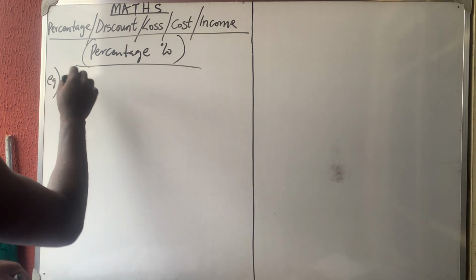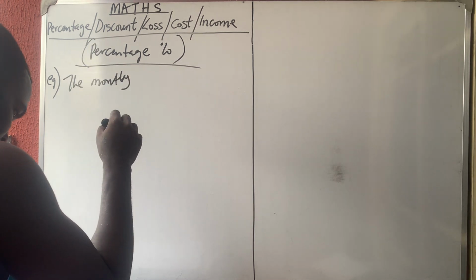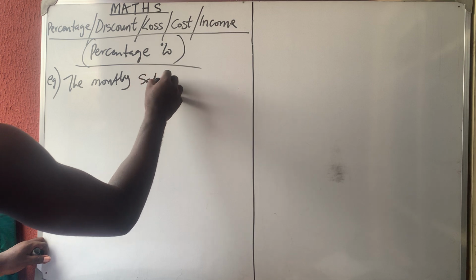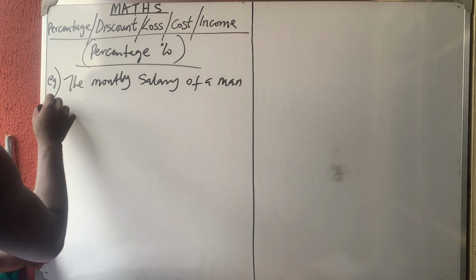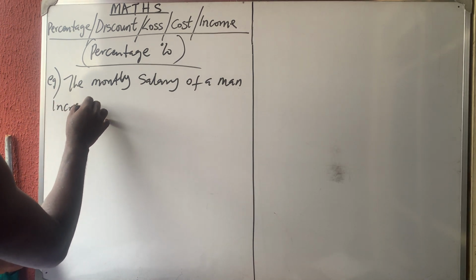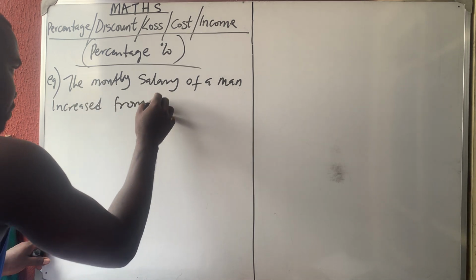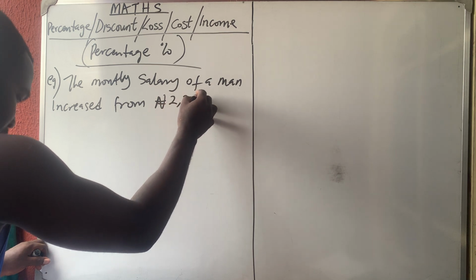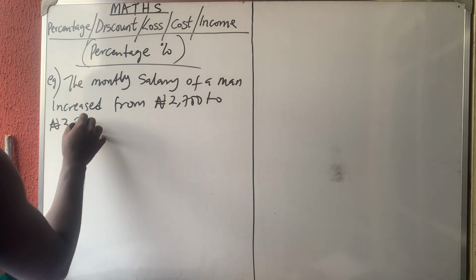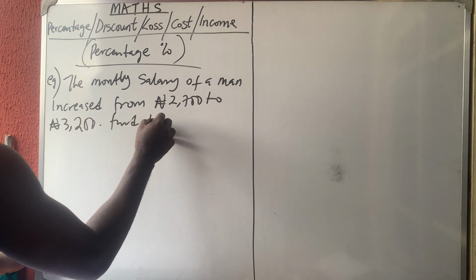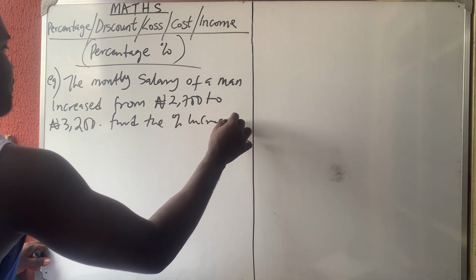So the first question said the monthly salary of a man increased from 2,700 to 3,200. Find the percentage increase.